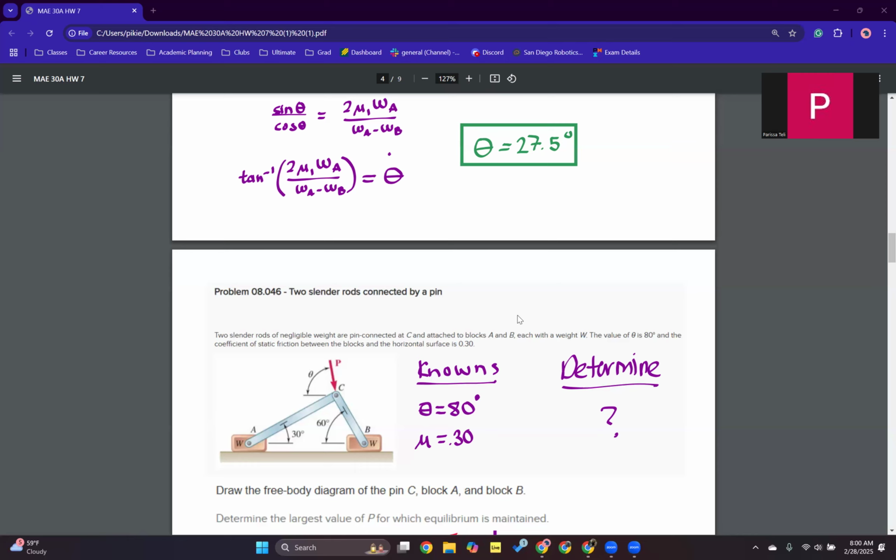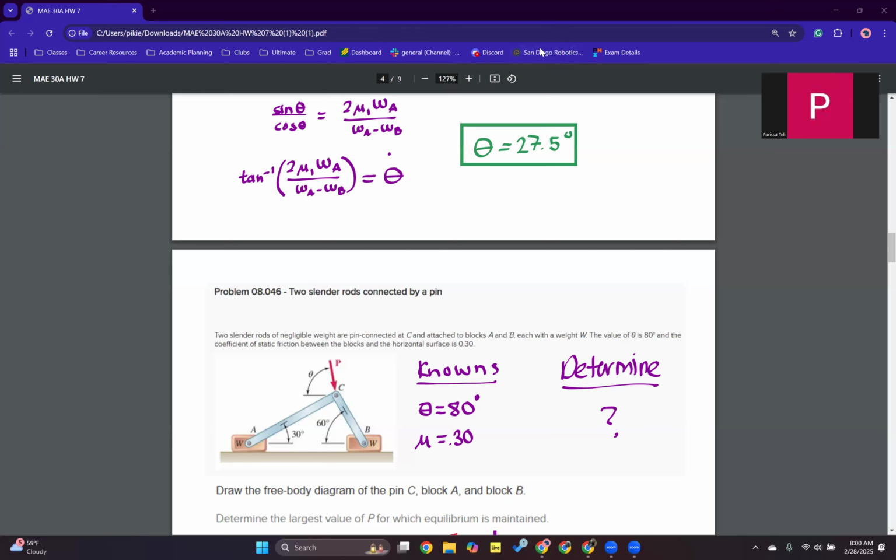And then the two things that we have to do for this problem, we need to create free body diagrams of pin C, block A, and then block B. And then we also need to use the knowledge given to us in this problem to determine the largest value of P for which equilibrium is maintained.